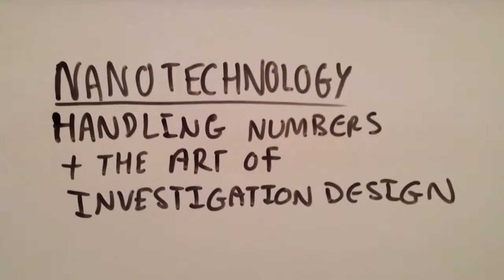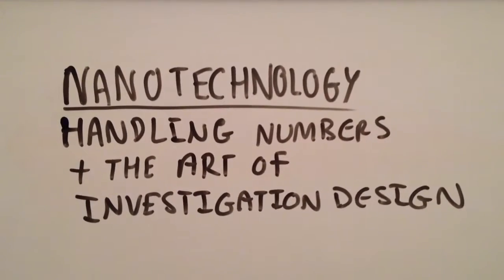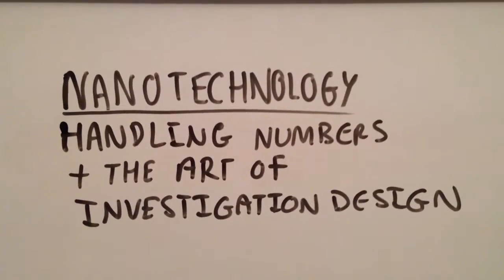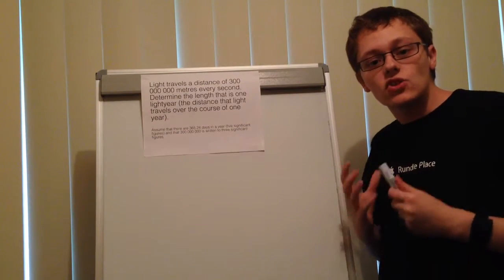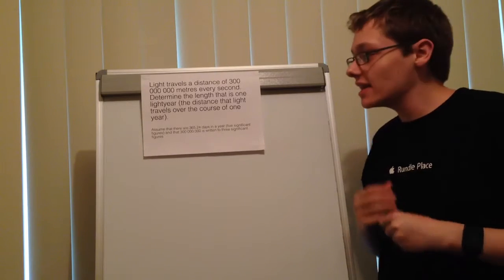So in this episode we're going to be looking at handling numbers using scientific notation and significant figures, and also the art of investigation design in science. So we're going to start with a few contextual problems around the mathematics that you may come across in nanotechnology.